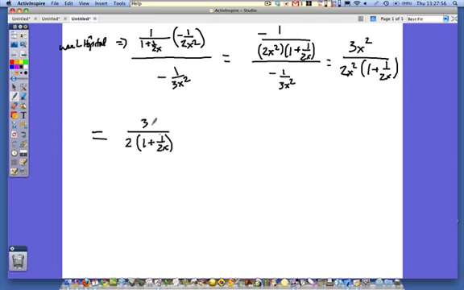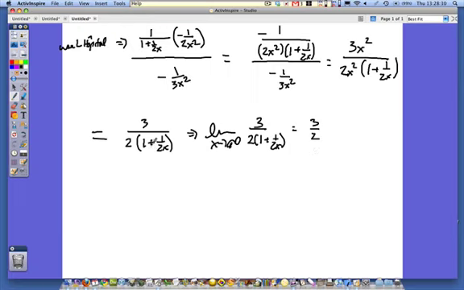Okay, we did the L'Hopital's rule. If we plug in the limit now, so let's go ahead and do the limit as x goes to infinity of 3 over 2, 1 plus 1 over 2x. As x goes to infinity, this fraction gets very small, right? So that goes to 0. 1 plus 0 is 1. 2 times 1 is 2. And so the limit ends up being 3/2.